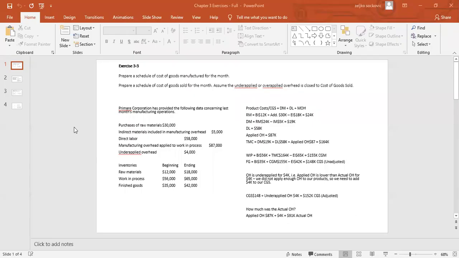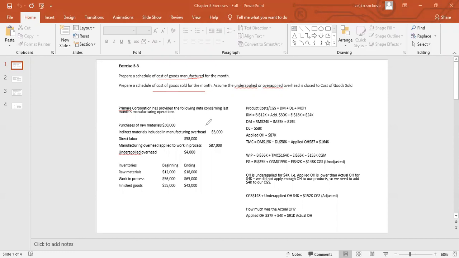Let's go to exercises for chapter 3. Okay, so let's do this basic exercise here. Prepare a schedule of cost of goods manufactured. You see, cost of goods manufactured. Prepare a schedule of cost of goods sold.